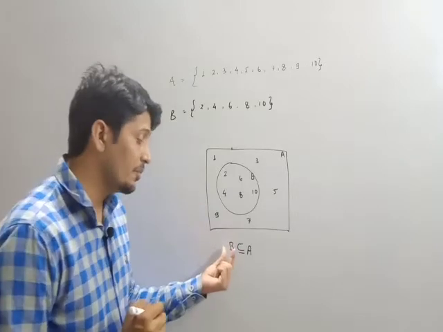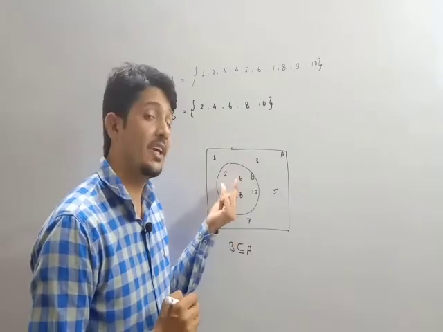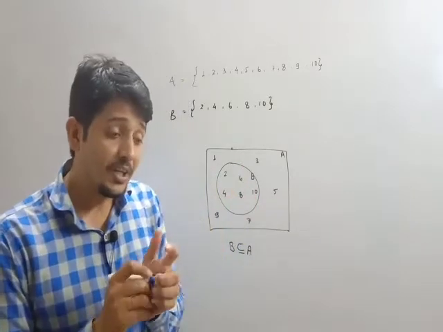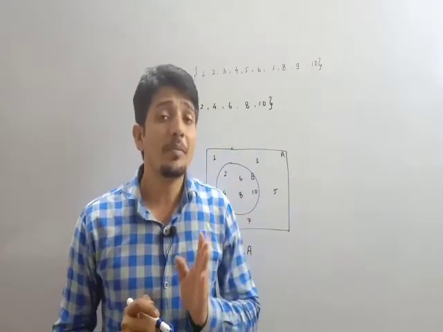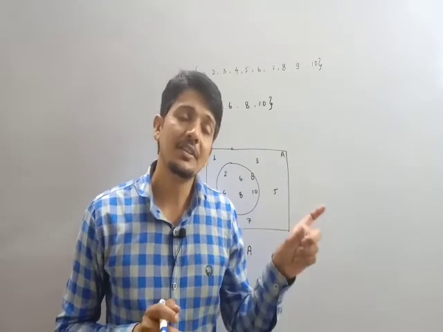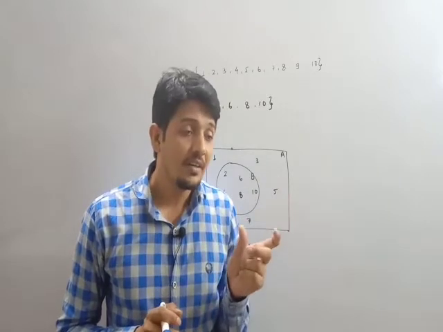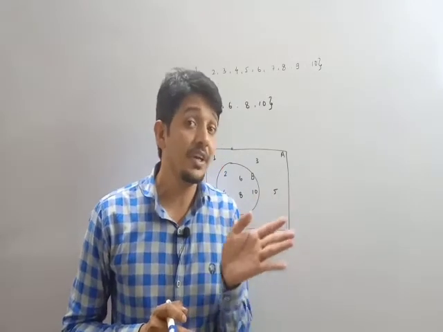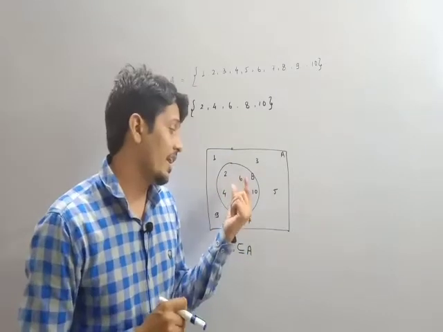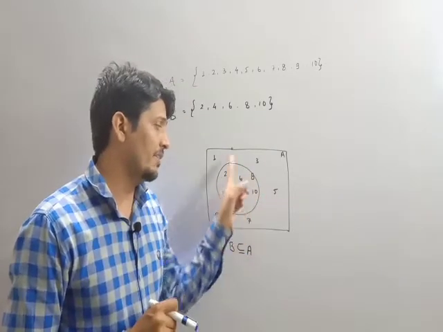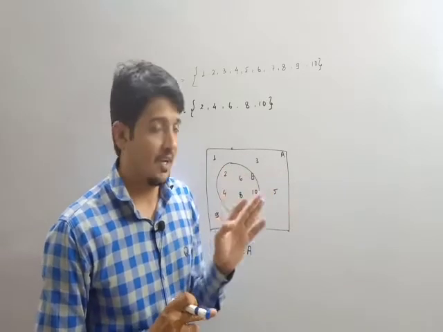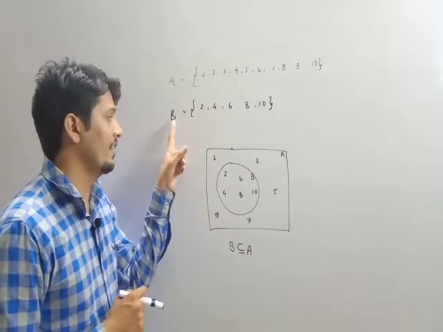So set B is actually a subset of which set? Of set A. Is this clear? What are subsets? If all the members of set B are present in set A, but all the members of set A are not present in set B. That means if A contains all the elements of set B, then we will say set B is a subset of set A.